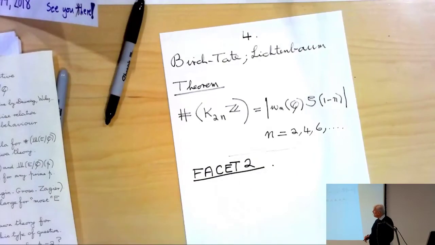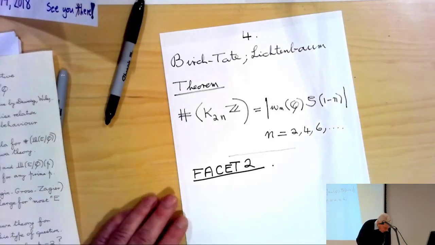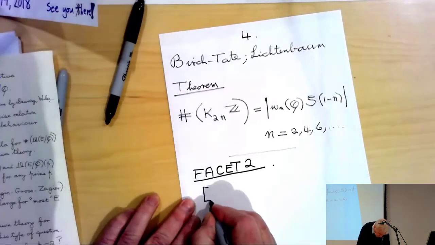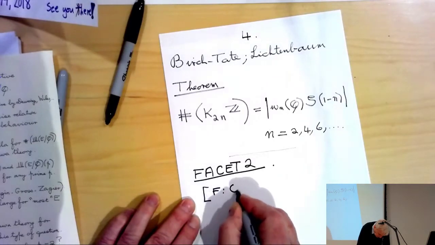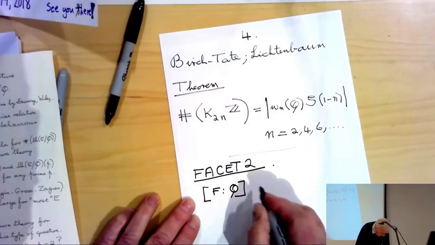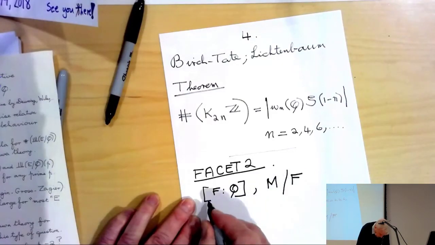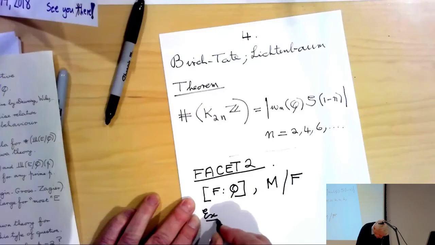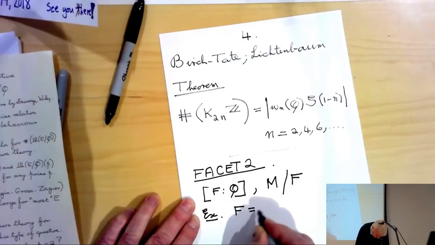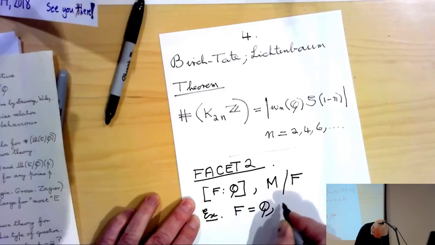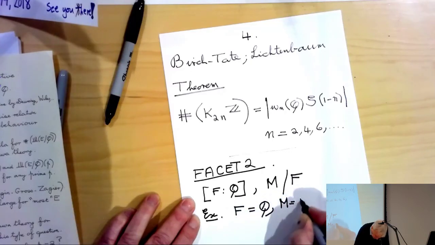Up until now, we were just looking at a Z_p extension of a number field and using its properties to try to study arithmetic questions. But now let's suppose, again, we have our extension F over Q, and I now have a motive M over F. For example, the example that I'm going to talk about is I'm going to take F to be Q itself and M to be an elliptic curve.